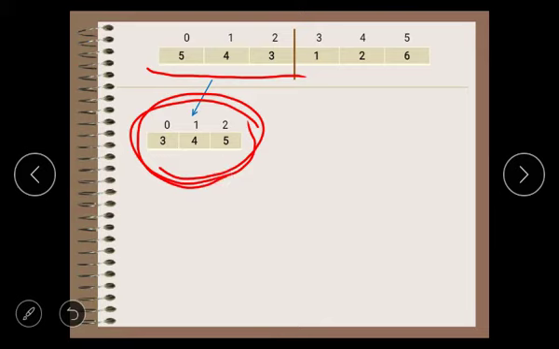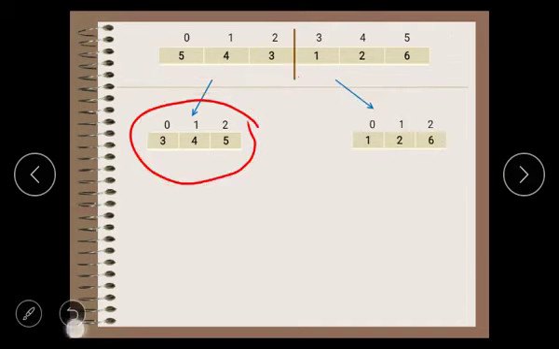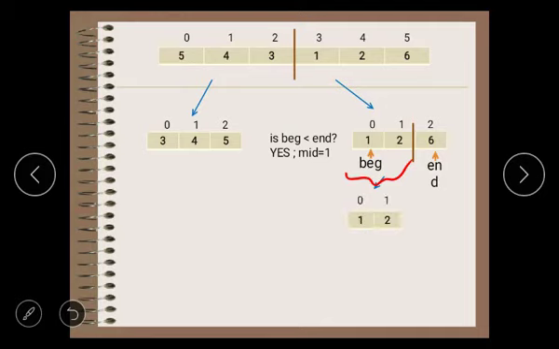Now we will consider the right sub array. The same process will be done here also in the right sub array. To start the process, we take the two variables, beginning and ending, where 3 is the beginning and 5 is the ending. Is beginning less than end? Yes. So find out the middle. Then divide the array into two halves, left array and right array. So consider the left array first. This is the left array.